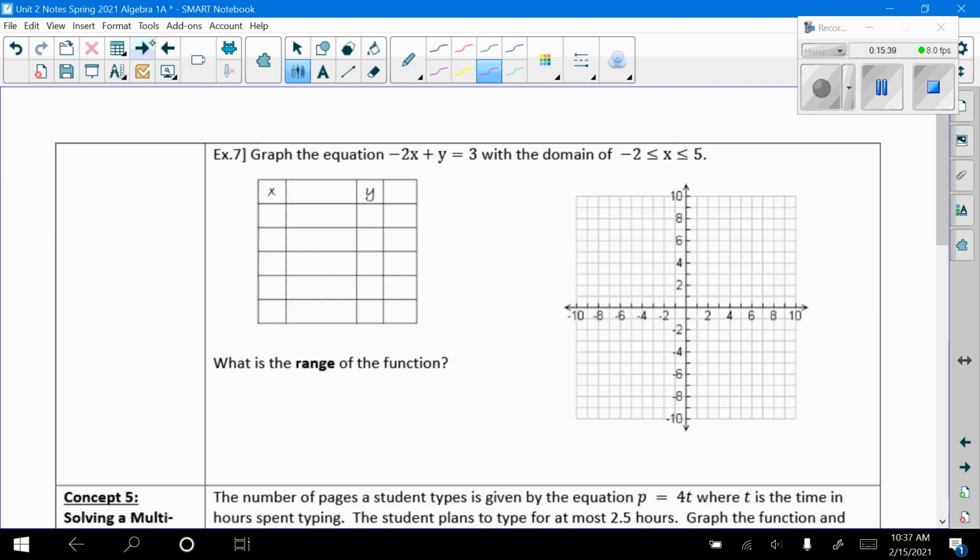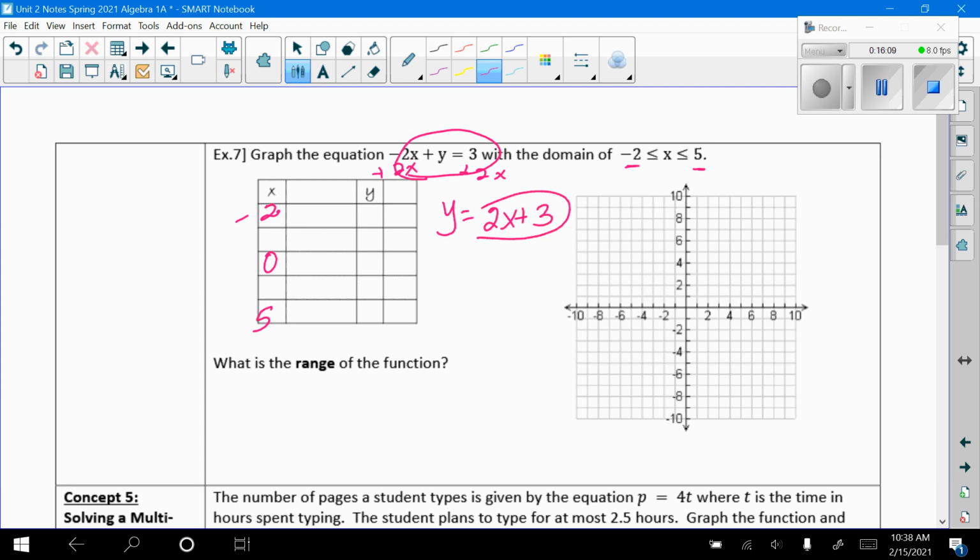Okay, example 7. That gives me a domain, and I'm giving you restrictions again. Negative 2 is my smallest, and 5 is my largest. So I'm going to go negative 2, put my 0 in the middle, and do 5 on the other end, because you have to have 3 points. I, again, would rearrange this. So I'm going to add 2x to both sides, so I get y is equal to 2x plus 3.